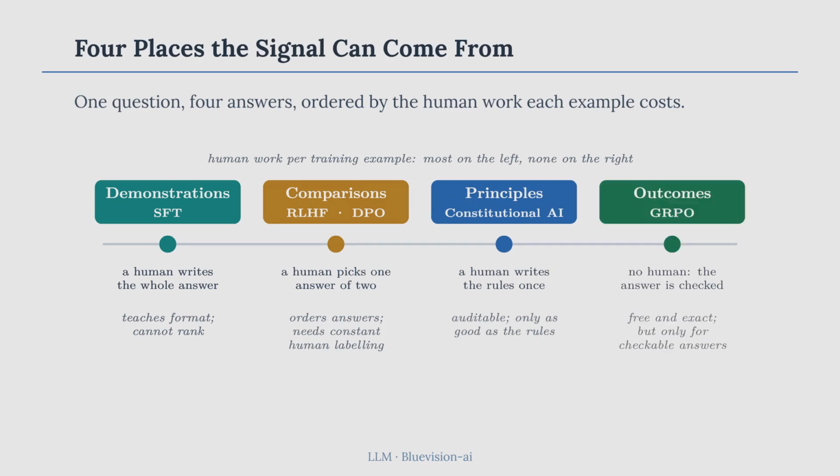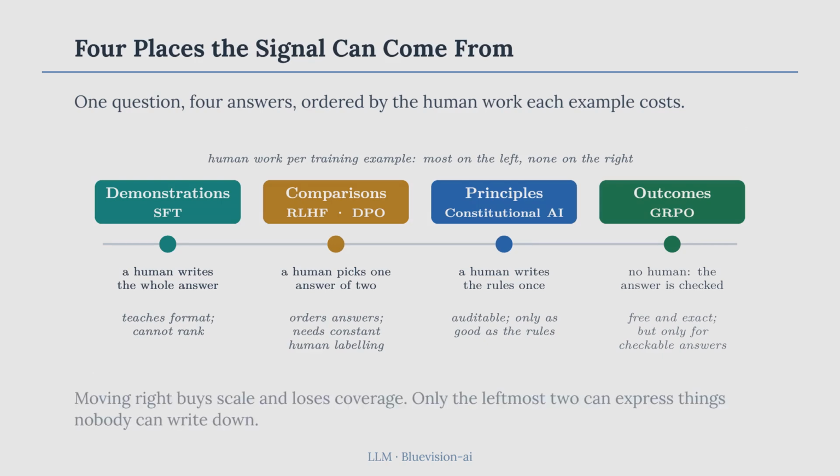And on the right, outcomes. No human at all. The answer just gets checked. That's GRPO. Free, exact, and it only exists where an answer can be checked. So read the line left to right, and you're trading coverage for scale. Only the two on the left can express things nobody can write down. The point is that all four are answers to one question. And once you can hear that question, you can place a method you've never met.